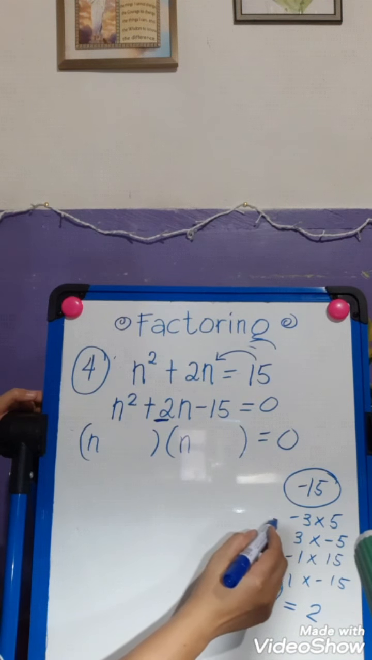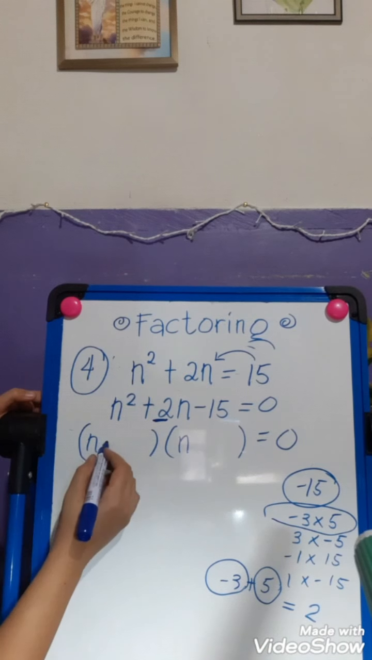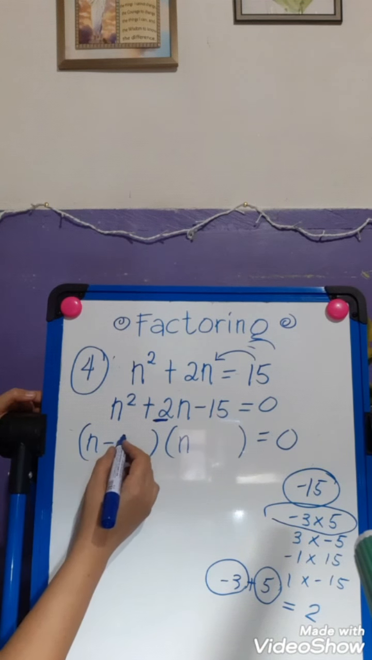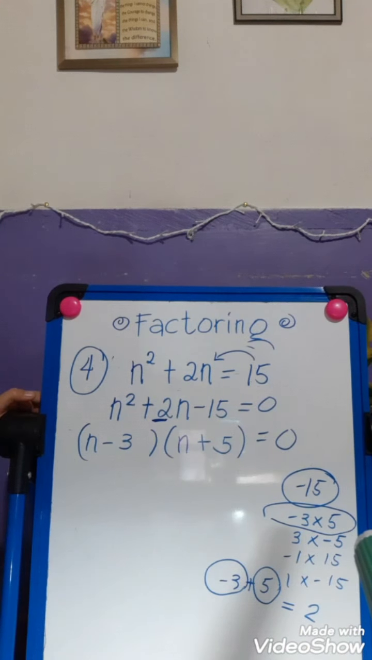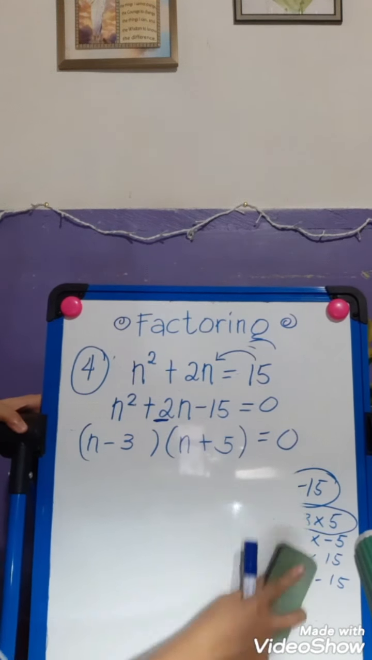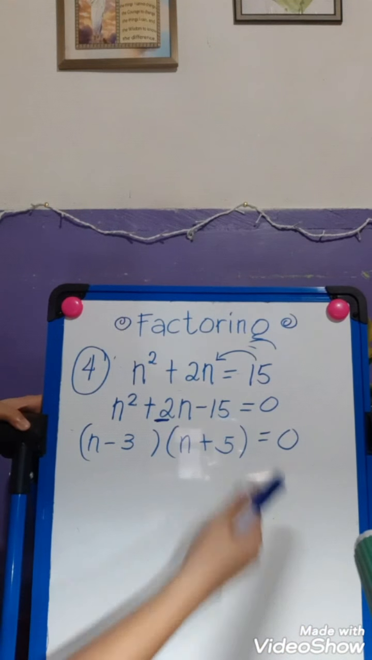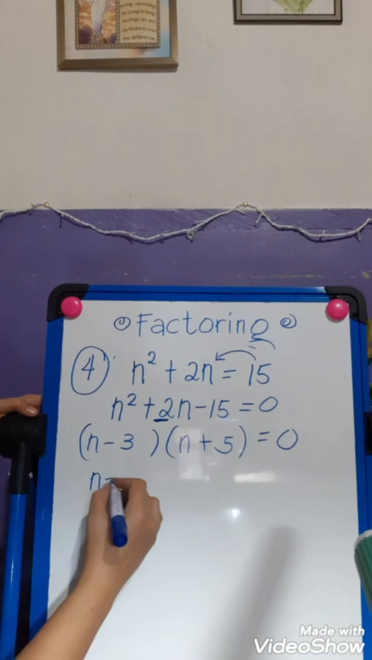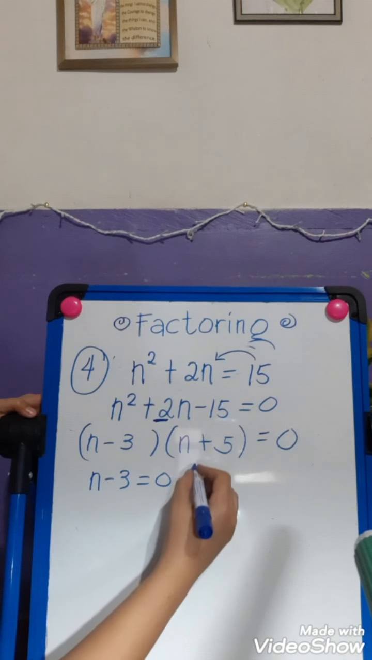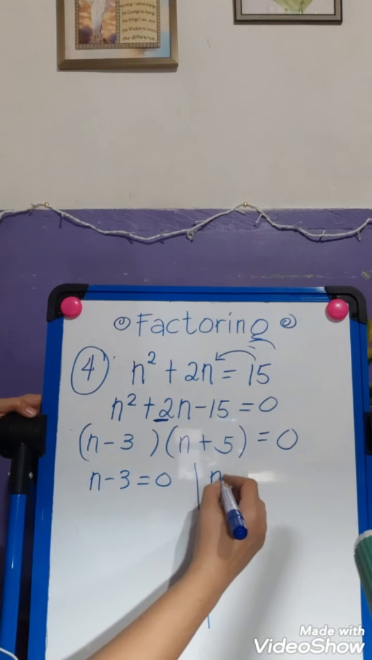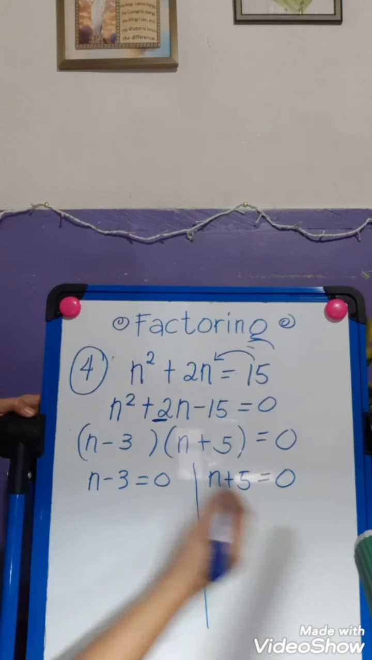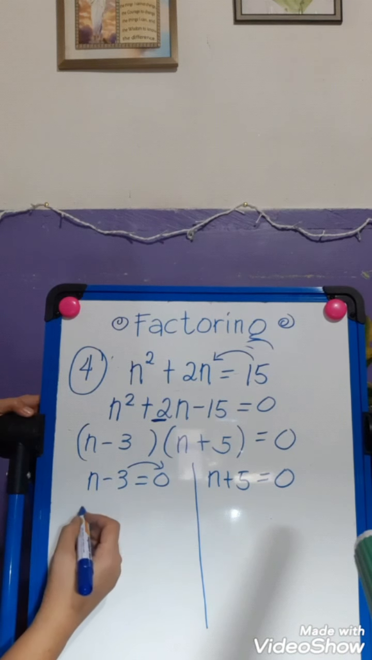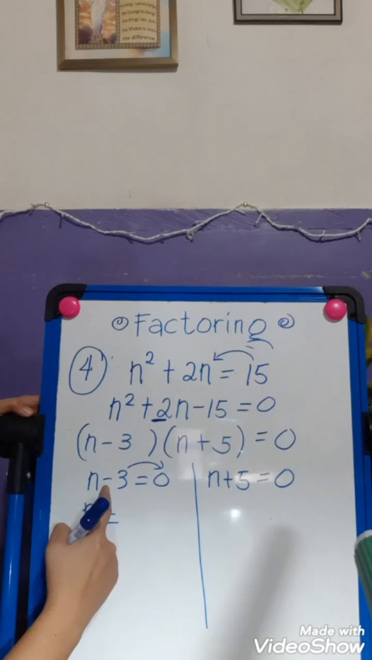So, we will use these factors. Negative 3, positive 5. And then, atoa siyang equate to 0. So, we have n minus 3 equals 0. On the other side will be n plus 5 equals 0. So, wala na may value ang 0. Kanya itong i-transpose. May mo siyang n equals negative 3.